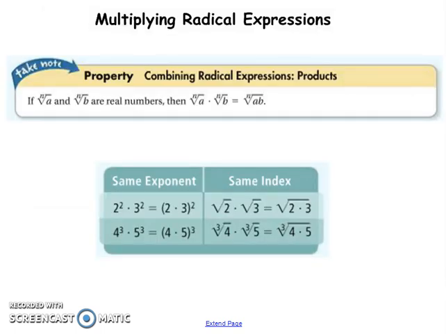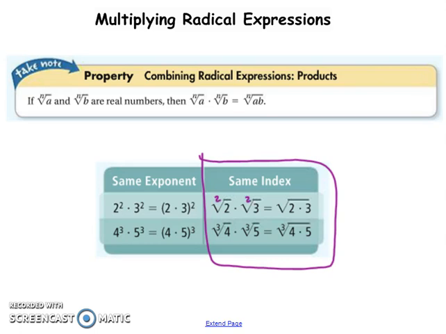When you multiply radical expressions, you need to have the same index. So the index is the little number. So we're focusing on this piece right here. So since the square root of 2 times the square root of 3, they both have little indexes of 2, even though they're not listed, you can multiply them together and get the square root of 6. The cubed root of 4 and the cubed root of 5 is going to give you the cubed root of 20. Okay, so as long as your index is the same, we can multiply them.